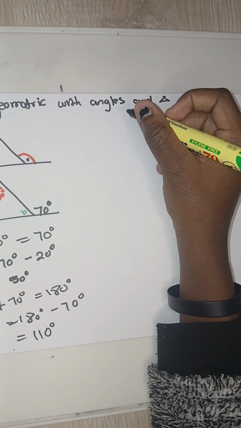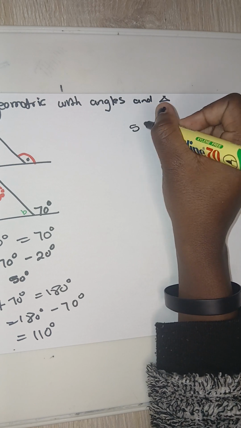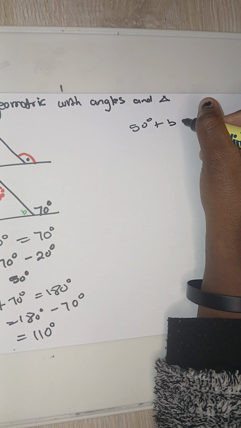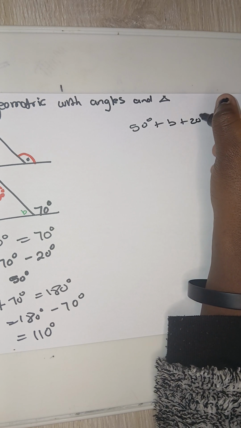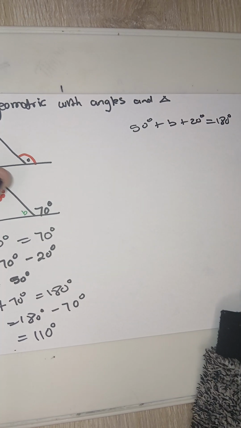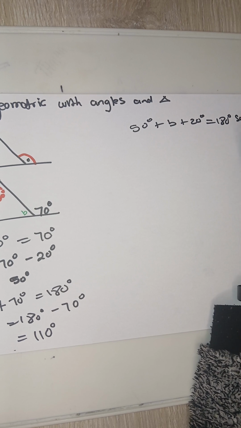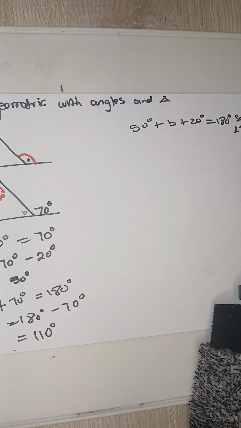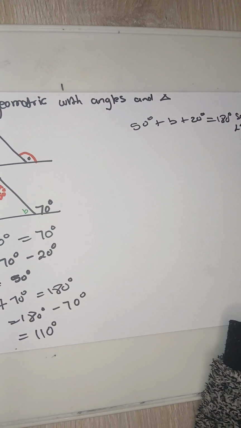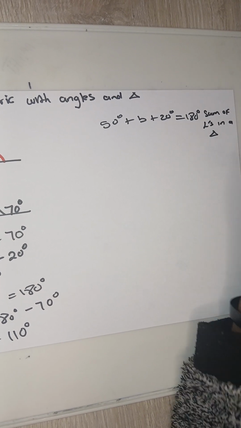We can say A, which is 50, plus B plus 20 is equal to 180. Sum of angles in a triangle. Don't forget to write the reasons. Sum of angles in a triangle.